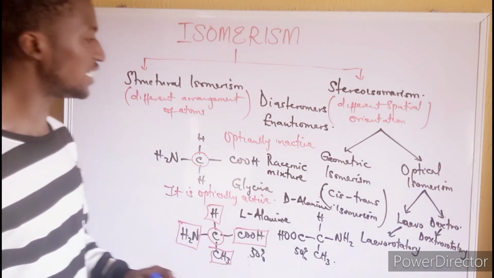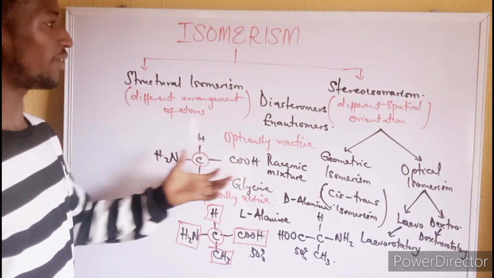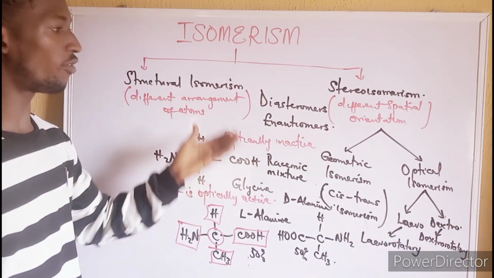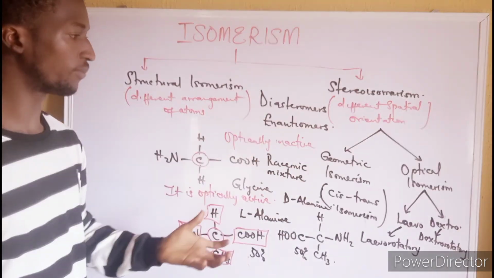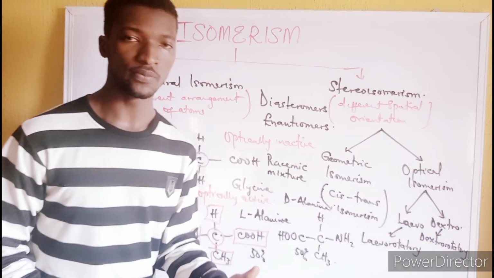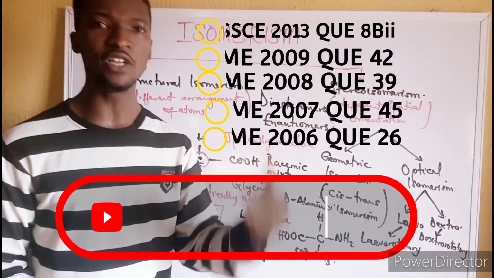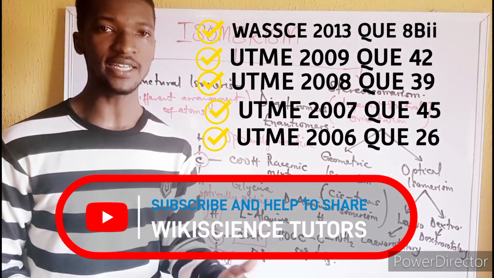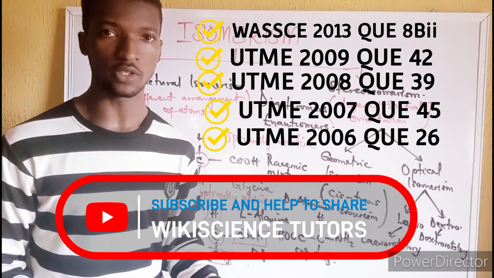So I believe that at this point, you are able to identify different isomers of organic compounds when you come across them. We have come to the end of this video, and I believe that this video has been really helpful in identifying the isomers of organic compounds.